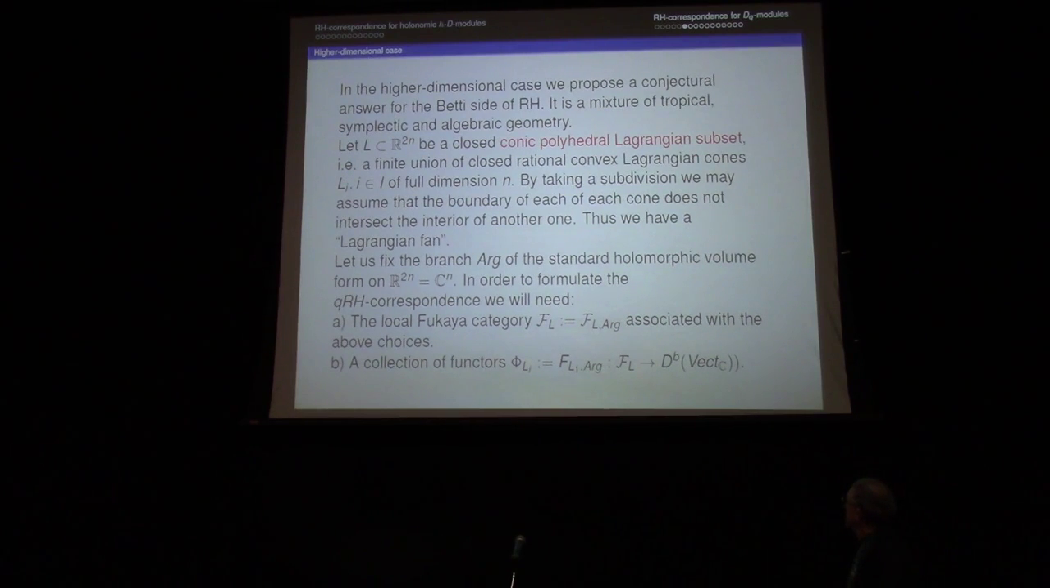So I will proceed as follows. First, I will assume some data as black boxes and will formulate the Riemann-Hilbert correspondence. And then I will explain how to construct these data. These data are mentioned here as A and B. There are two types of things. One is a local Fukaya category associated with this conic Lagrangian subset, and the collection of functors to complexes. Each functor corresponds to a cone which appears in the decomposition, in the presentation of this subset as a Lagrangian.